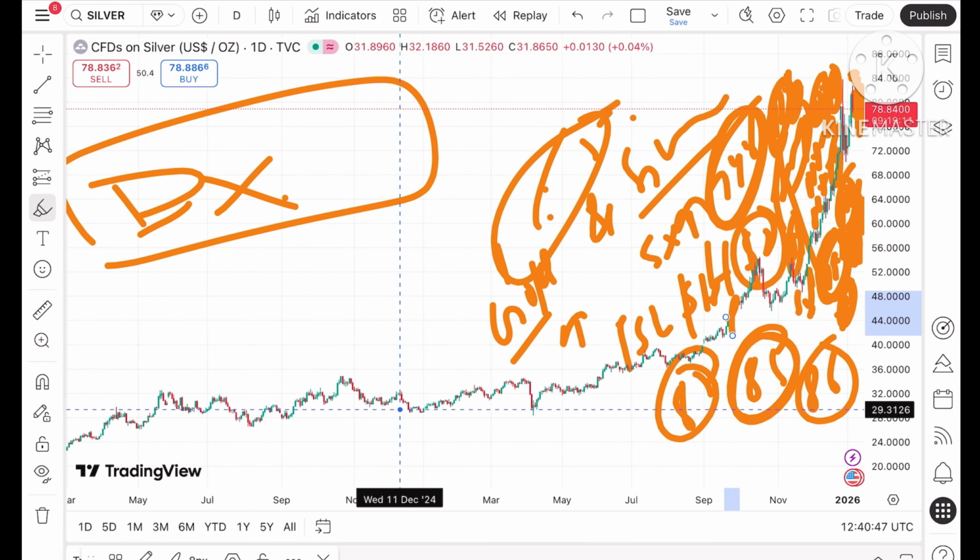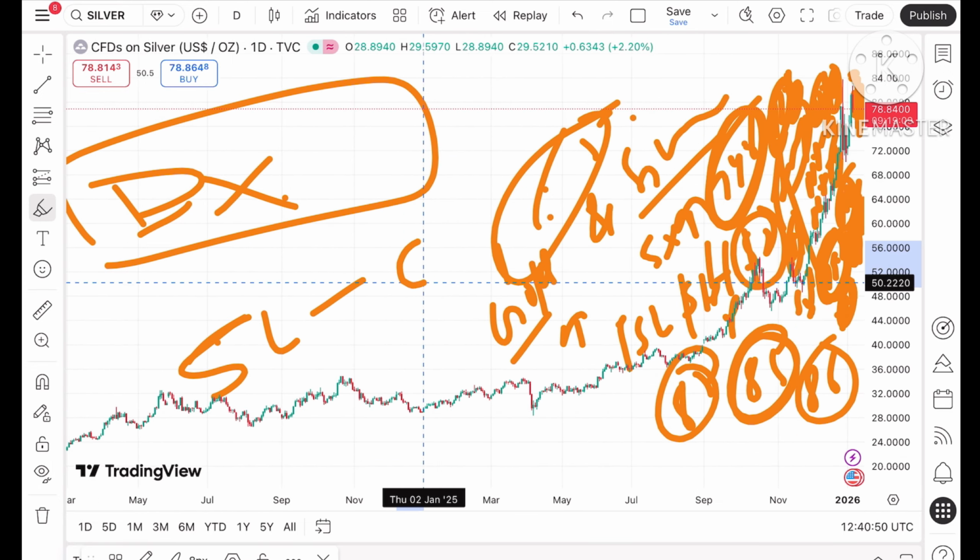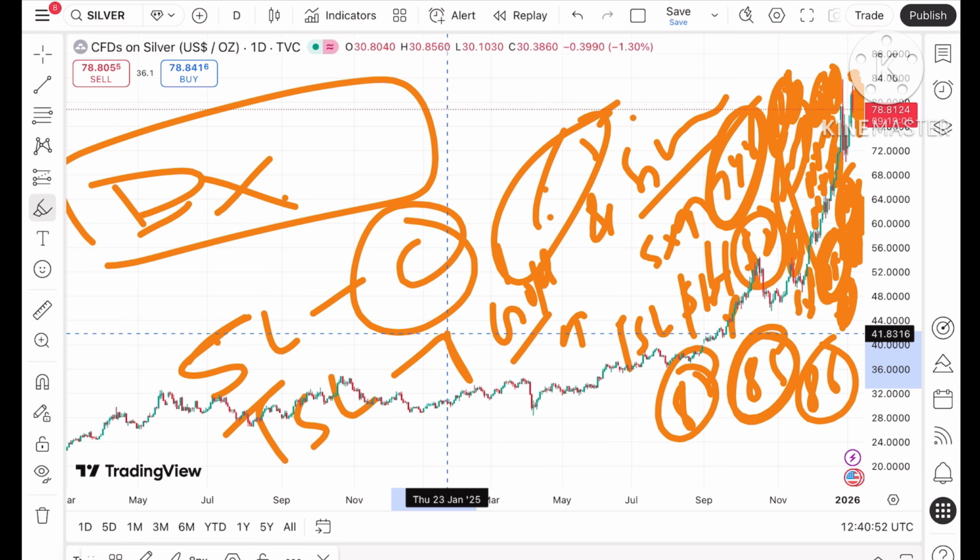Keep this in mind, putting your SL whenever you start a trade is very important. Trailing your SL is very important for the profit.